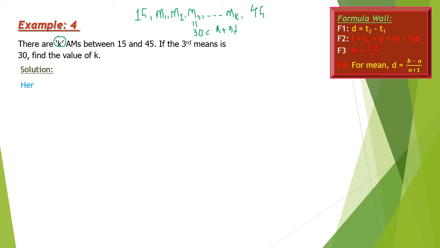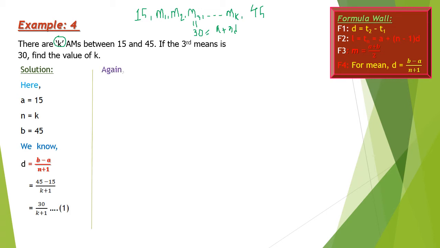Solution here: a is equal to 15, n is equal to k because there are k number of means, b is equal to 45, and we can find the common difference d by applying the formula (b minus a) divided by (n plus 1). We can say 45 minus 15 by k plus 1. So that's d, that is 30 by k plus 1. Now we have the third mean, that is 30.